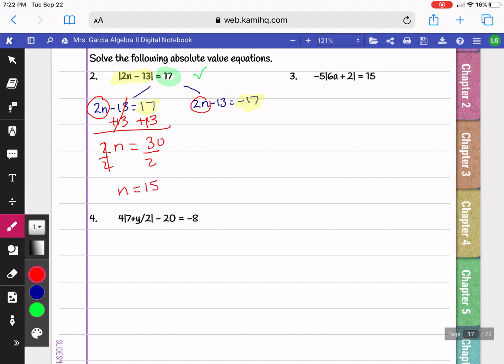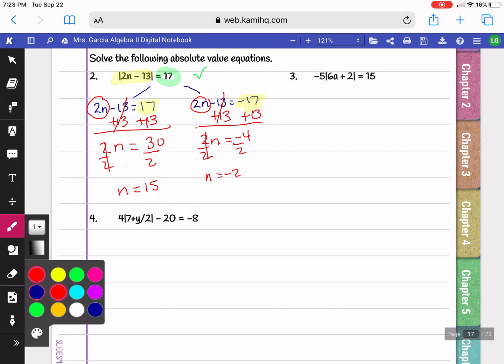I'm going to do the same steps on the next one. So I'm going to add 13 to both sides. -17 plus 13 is -4. And if I divide by 2, I get -2. So here we have our two solutions, and we can write them in a solution set. I do the lower one first, so -2, 15.